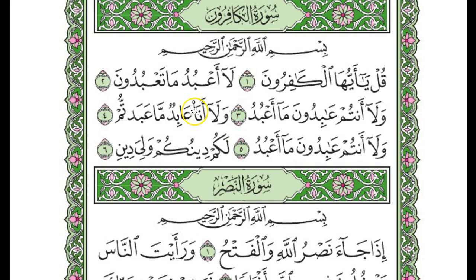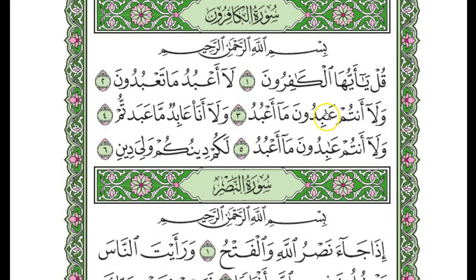They have ana. Ana means I. Okay, it's a pronoun. Definitely an isim, but we don't have to worry about that because it's mabni. Then we have abidun. Abidun and abiduna. The tanwin here is singular. This would be abiduna, the worshippers.